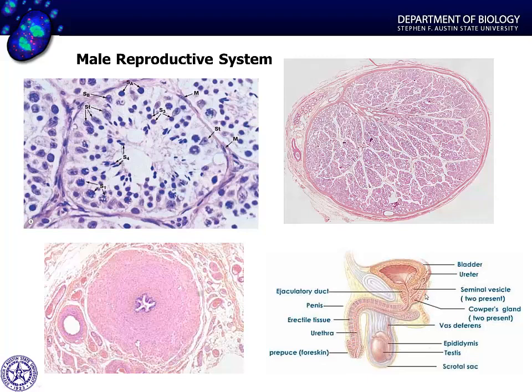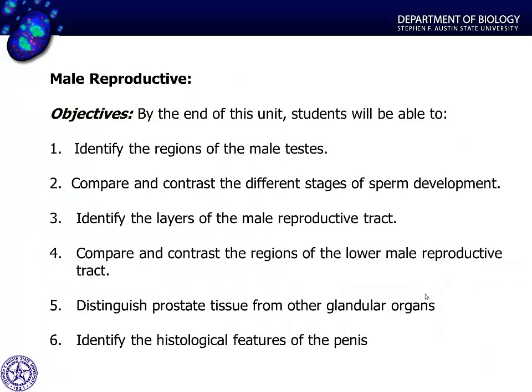And so much of what we're going to do today is going to involve the testes and identifying the different regions of the male testes, as well as identifying the different stages of spermatozoa development from spermatogonia through spermatids to spermatozoa. Then we're going to identify the layers of the male reproductive tract. Now, this is going to be critical that we're able to compare and contrast the regions histologically to distinguish efferent ductules from vas deferens, from prostatic urethra, and all these different regions throughout the genital tract.